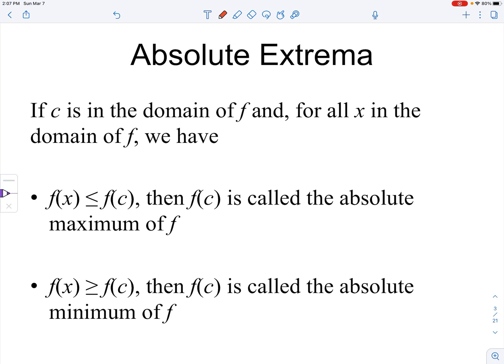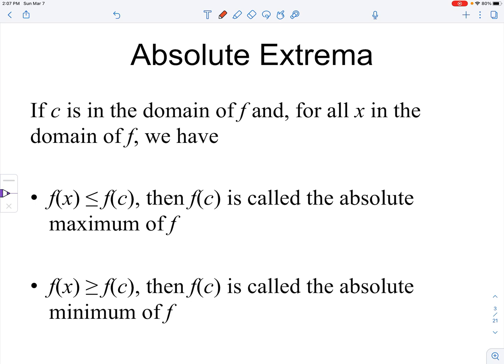Now, the absolute maximum can occur multiple times, right? It can occur at multiple points, but the very largest y value would be referred to as the absolute maximum value of the function. And then if f of c is less than or equal to f of x, then f of c is called the absolute minimum of the function.